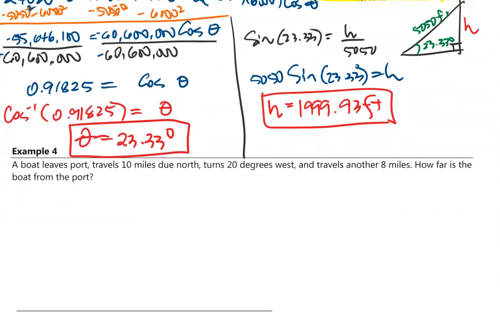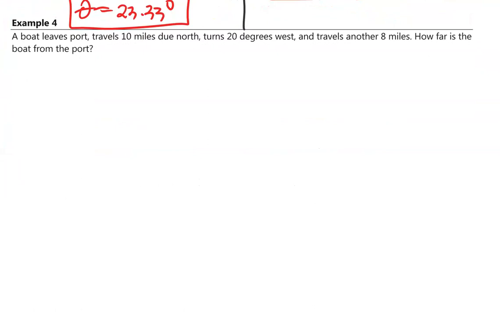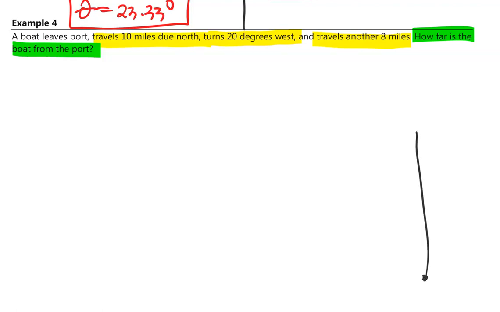Okay, next, example number 4. A boat leaves port, travels 10 miles due north, turns 20 degrees west, and travels another 8 miles. Now the question is, how far is the boat from the port? Okay, so from the port it travels 10 miles due north. So let's say this is the port, and this is 10 miles. Then it turns 20 degrees west and travels another 8 miles.